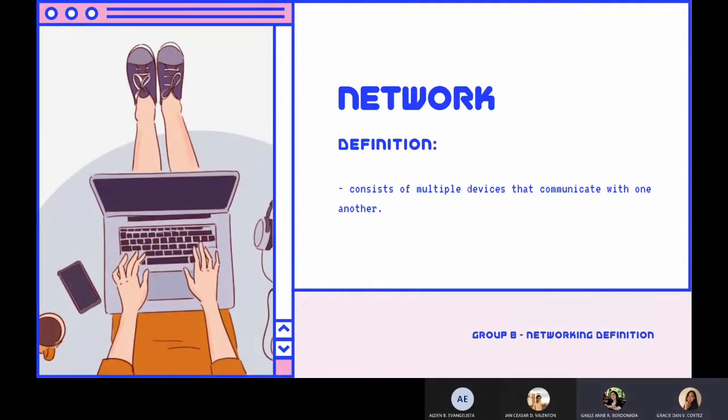So, here's the definition, the textbook definition. It consists of multiple devices that communicate with one another. So, basically, yung laptop mo, yung computer, yung cell phone, tablets, all of that are communicating with one another through the Wi-Fi network. And even walang internet, for example, like down yung internet, but connected ka pa rin sa Wi-Fi hotspot ninyo, it still means that you're still in a network.